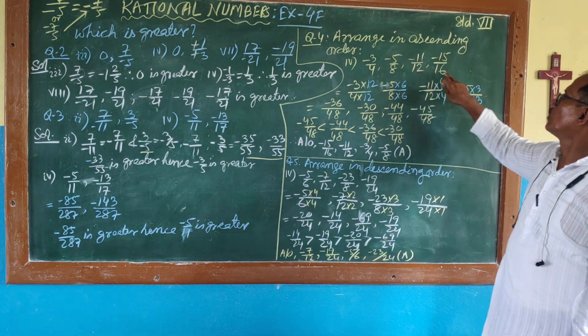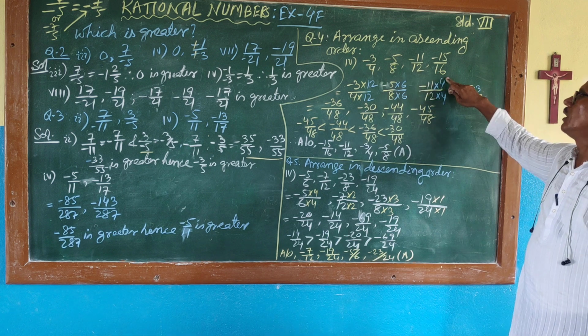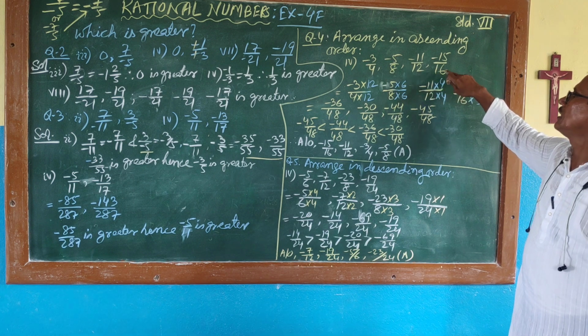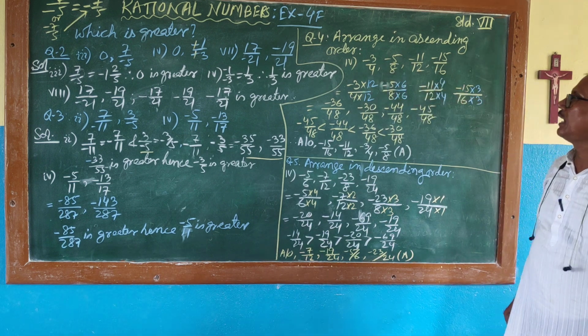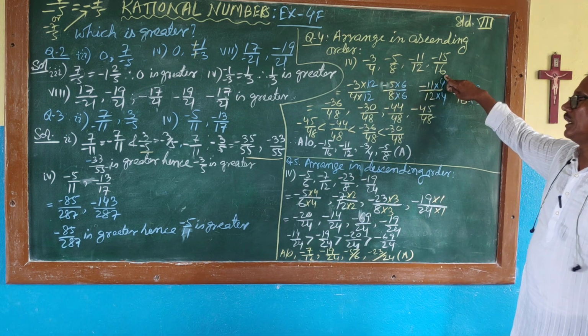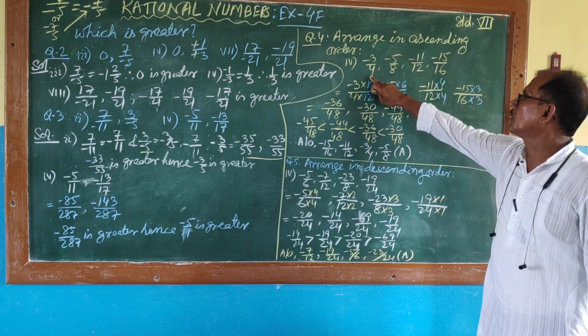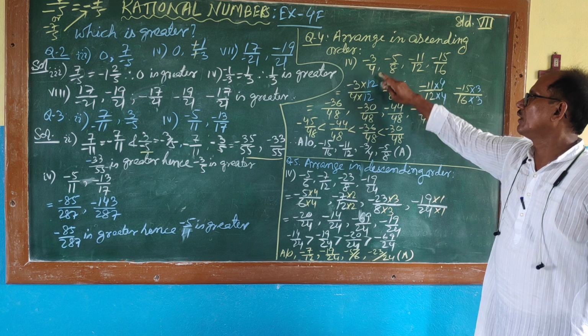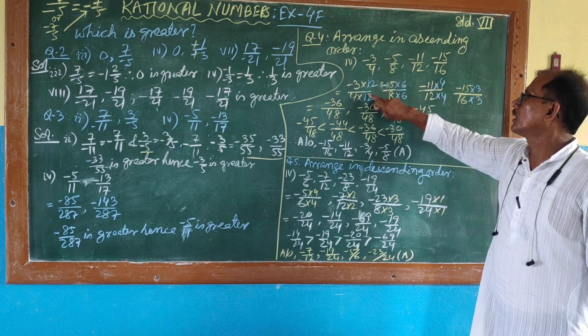16 cannot divide 2 times of 16, that is 32, cannot be divided by 12. So 3 times of 16 is 48, which can be divided by all of them: 16, 4, 8 and 12. So 48 will be the LCM. How much will multiply with 4 to get 48? Definitely 12. So 12 is multiplied with the denominator, it will be multiplied with the numerator.